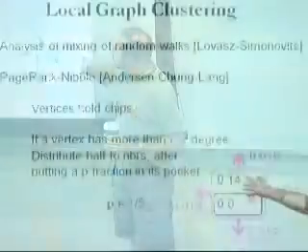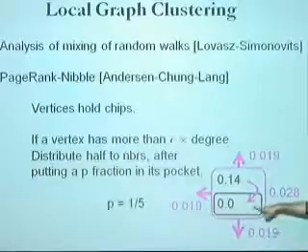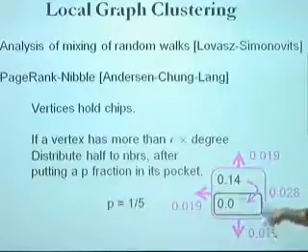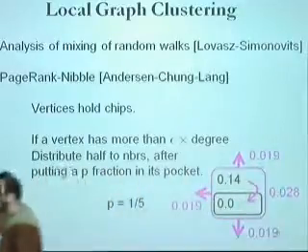OK, so this is sort of an example. This node has 0.14 chips. It's going to stick 1/5 in its pocket, 0.028. And then of the remainder, it keeps half for itself and distributes the other half equally among its neighbors.